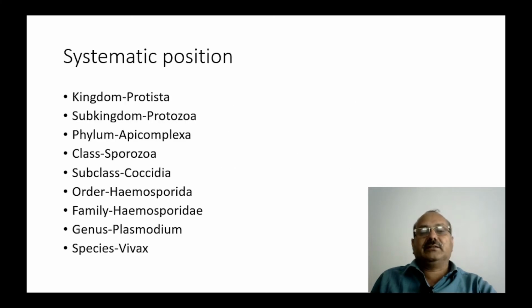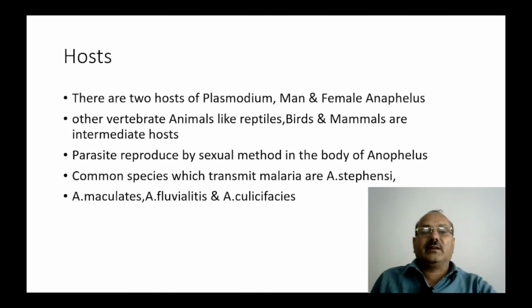When we classify this Plasmodium, it belongs to kingdom Protista, phylum Apicomplexa, class Sporozoa, family Haemosporidae, genus Plasmodium, and species vivax. This Plasmodium has two hosts, man and the female Anopheles mosquito. Other vertebrate animals like reptiles, birds, and mammals are intermediate hosts. Parasites reproduce by the sexual method in the body of Anopheles. The common species which transmit malaria are Anopheles stephensi, Anopheles maculatus, Anopheles pulcherrimus, and Anopheles culicifacies.